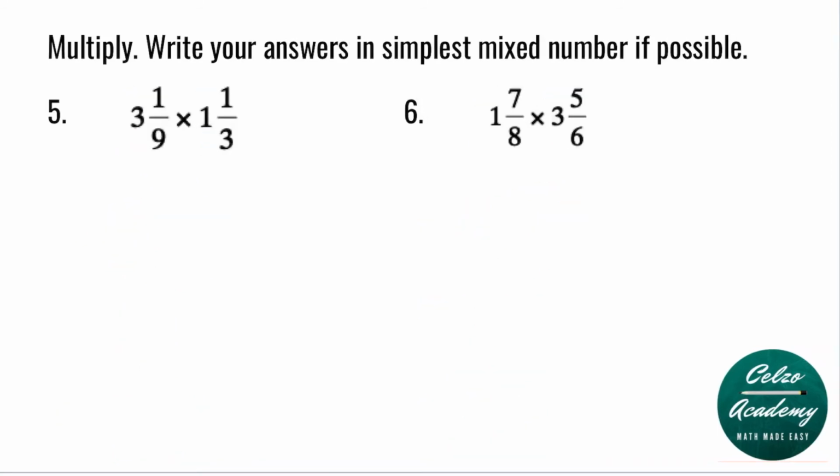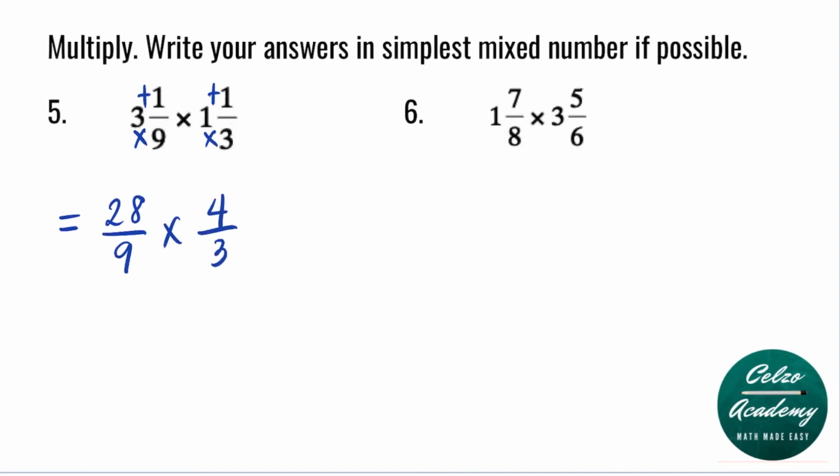Question number 5. 3 and 1/9 times 1 and 1/3. Step 1 is to change both of them into improper fractions. Let's begin with 3 and 1/9. 9 times 3 is 27. 27 plus 1 is 28. So we have 28 over 9. Next, for the 1 and 1/3, we multiply 3 times 1, that's 3. 3 plus 1 is 4, so we have 4 over 3.